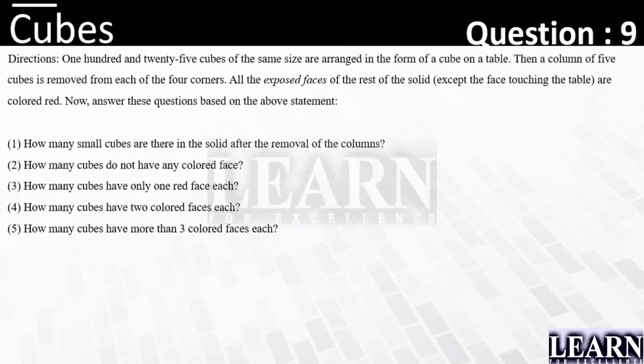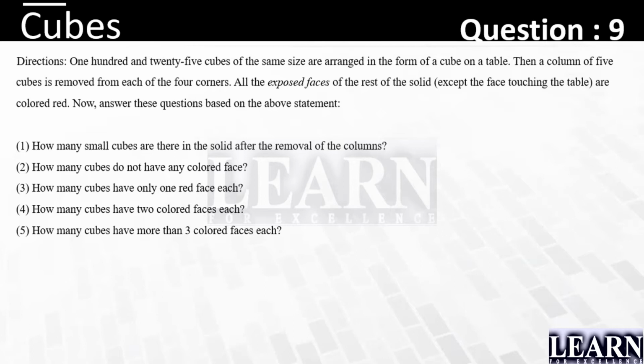Let's have a look at the question. 125 cubes of the same size are arranged in the form of a cube on a table. Then a column of 5 cubes is removed from each of 4 corners. All the exposed faces of the rest of the solid, except the face touching the table, are colored red. Now answer this question based on the above statement.